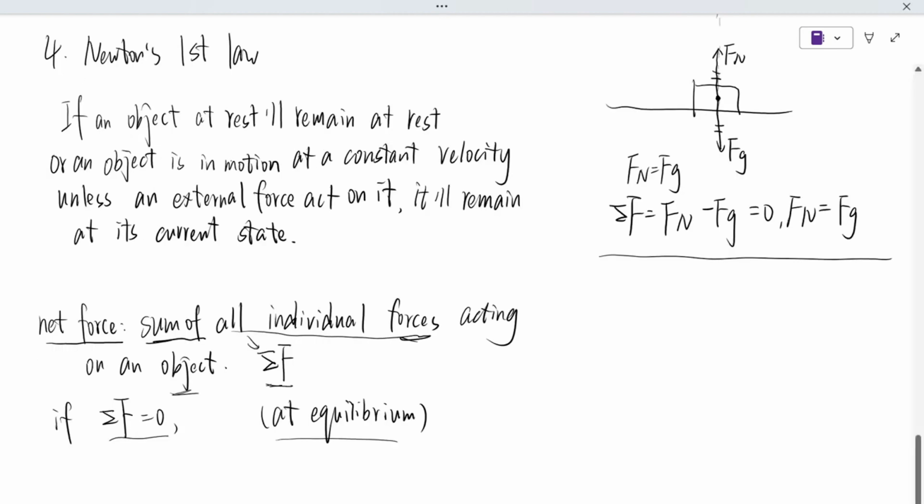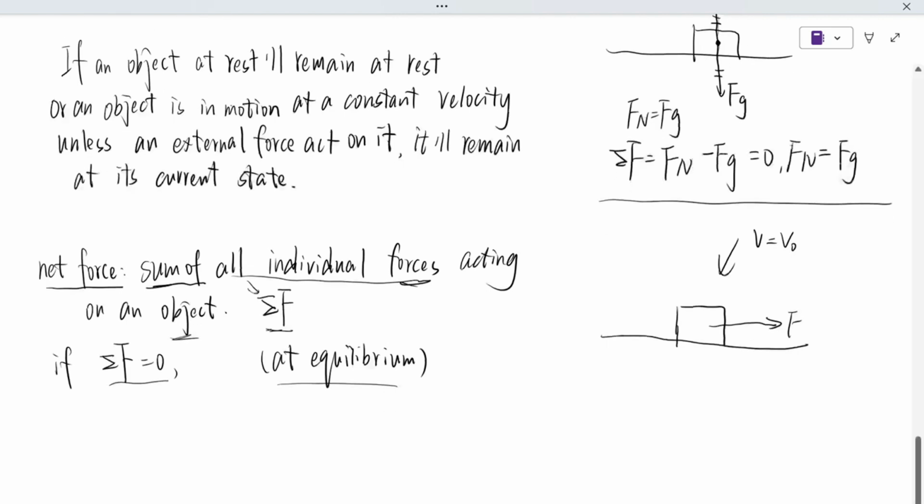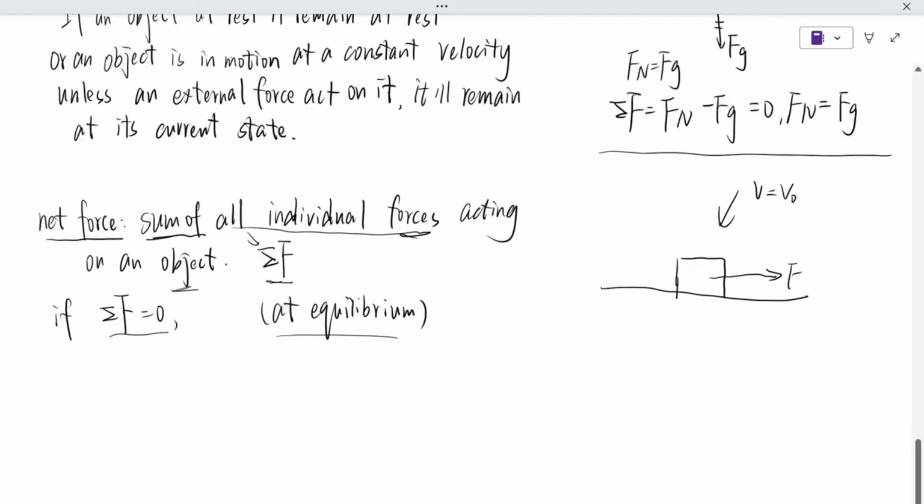That's it. Another example is this: this is the ground, and this is another object on the ground, and there's a force pulling it forward, and it is going at a constant speed. V is equal to V naught. It's going at constant speed. Is it at equilibrium? It is. Why? Because let's draw a free body diagram first.